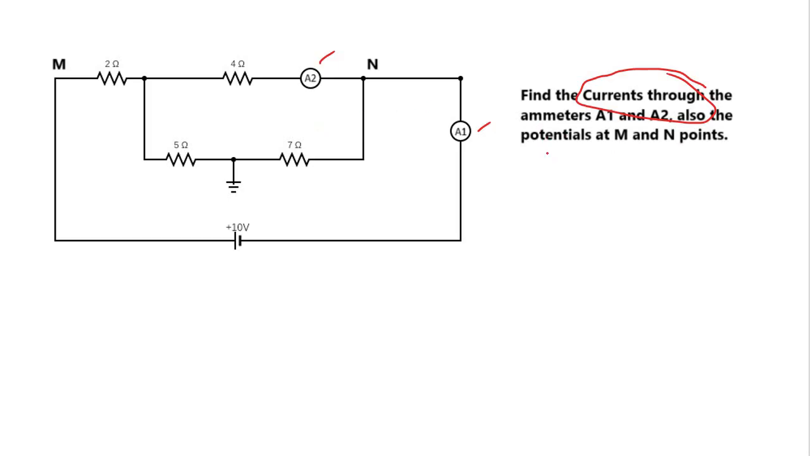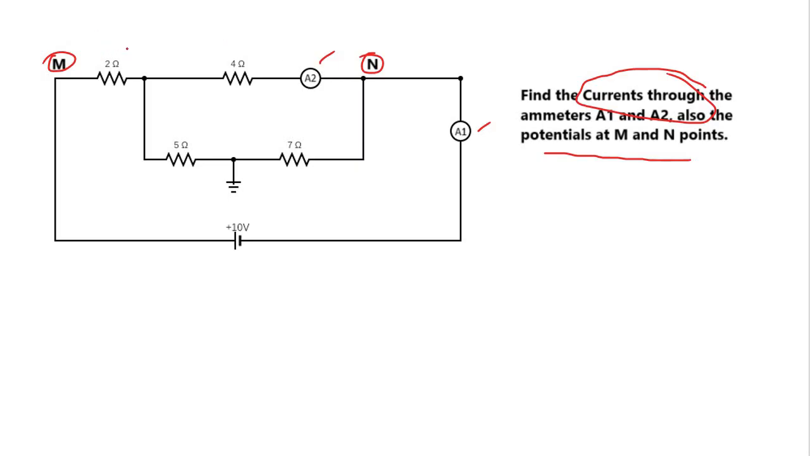Also, what we have to find? We have to find the potential at the 2 points M and N. Where are the 2 points? M is here and N is here, right? So we have to find the potentials as well as the currents. So the given picture is somewhat looking like this one, and be careful.